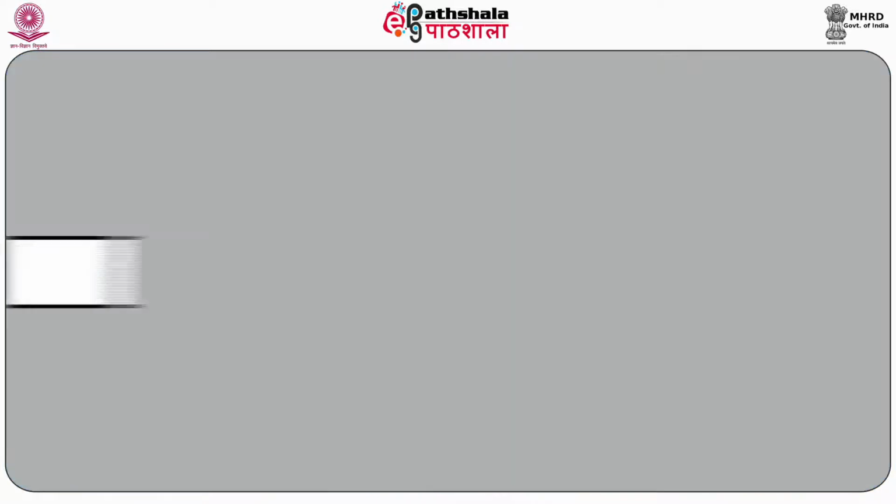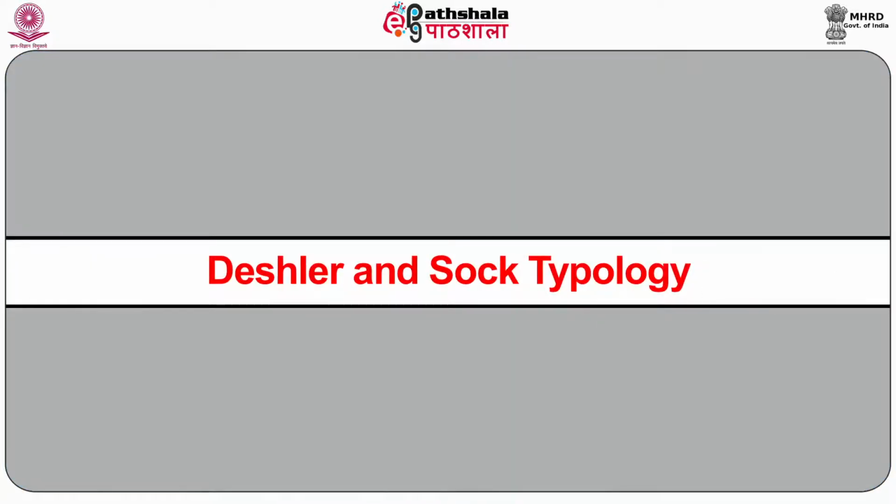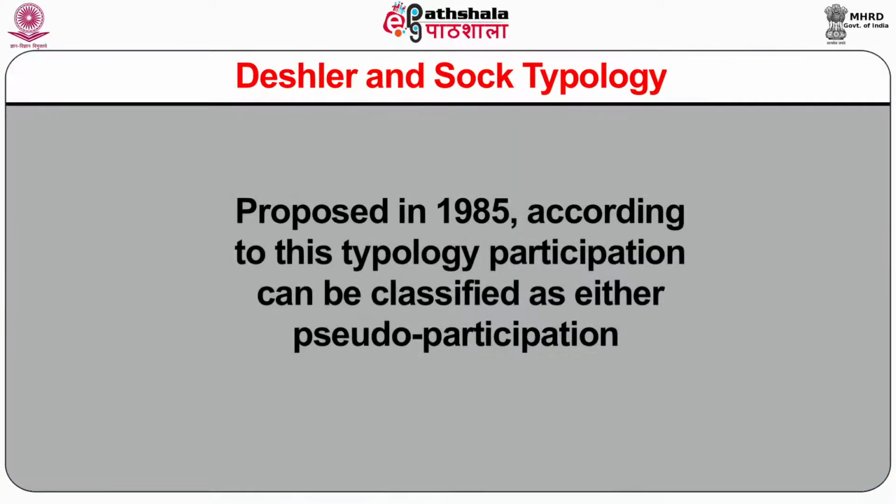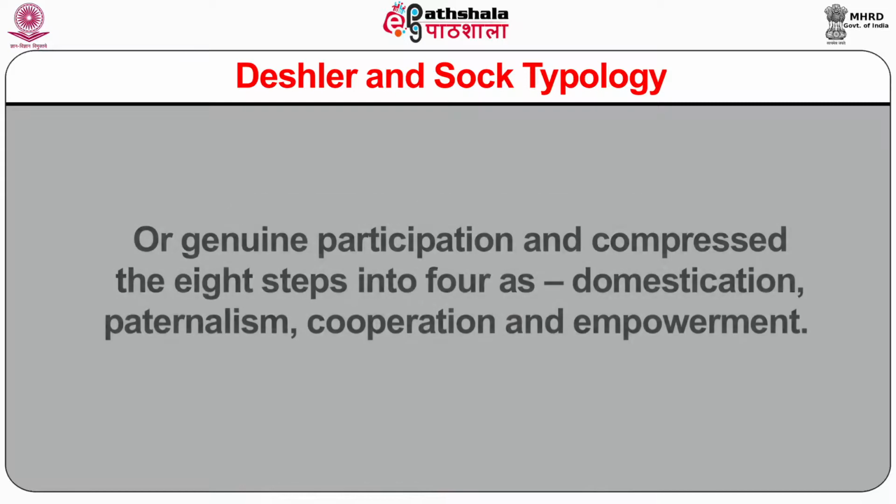There are other popular typologies based on the ladder of participation, which can also be used to understand the level of community participation. Some of them are discussed below. The first one is Deshler and Stock typology proposed in the year 1985. According to this typology, participation can be classified as either pseudo-participation or genuine participation and compress the 8 steps into 4 as domestication, paternalism, cooperation and empowerment.